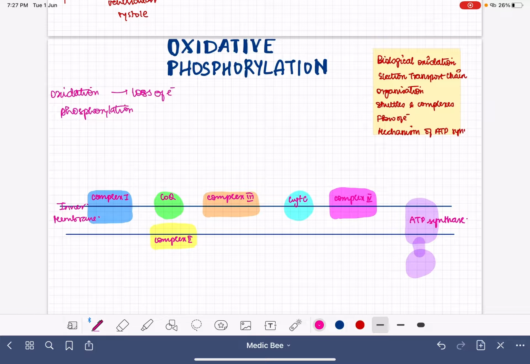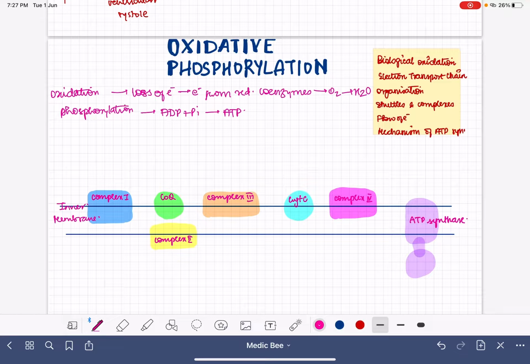In this process, the electrons from the reduced coenzymes are transferred to oxygen to produce water. This is the oxidative part. But in the phosphorylation part, to ADP, an inorganic phosphate is added, and that will produce ATP. These two procedures are coupled together.